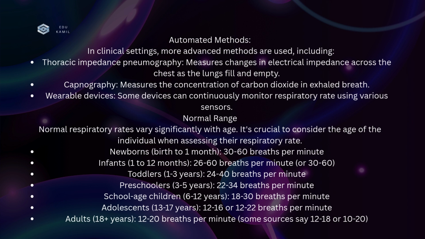Normal range. Normal respiratory rates vary significantly with age. It's crucial to consider the age of the individual when assessing their respiratory rate. Newborns, birth to 1 month, 30 to 60 breaths per minute. Infants, 1 to 12 months, 26 to 60 breaths per minute, or 30 to 60. Toddlers, 1 to 3 years, 24 to 40 breaths per minute. Preschoolers, 3 to 5 years, 22 to 34 breaths per minute.